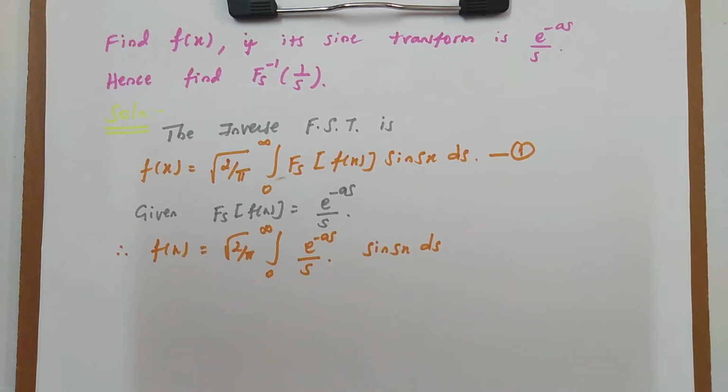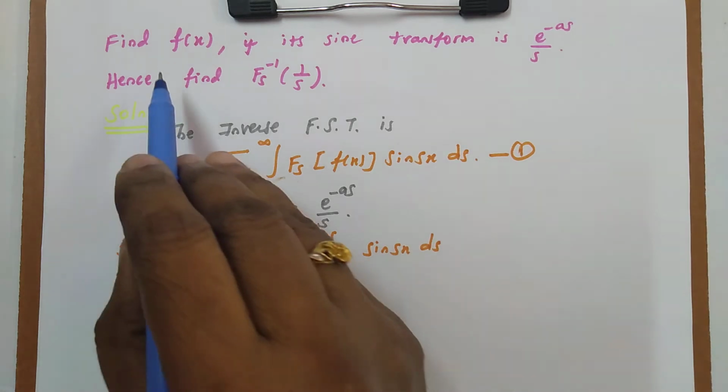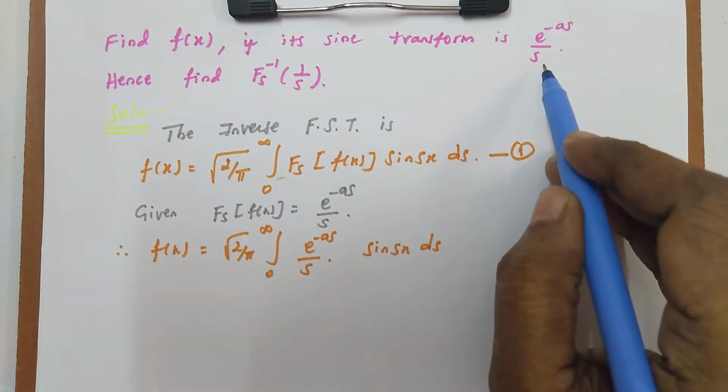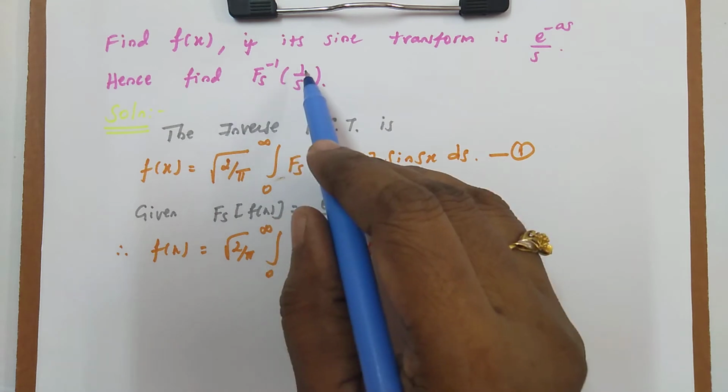Today we are going to see a problem under Fourier sine and inverse transform. Look at the question. Find the f of x if its sine transform is e power minus as by s. Hence find Fs inverse of 1 by s.